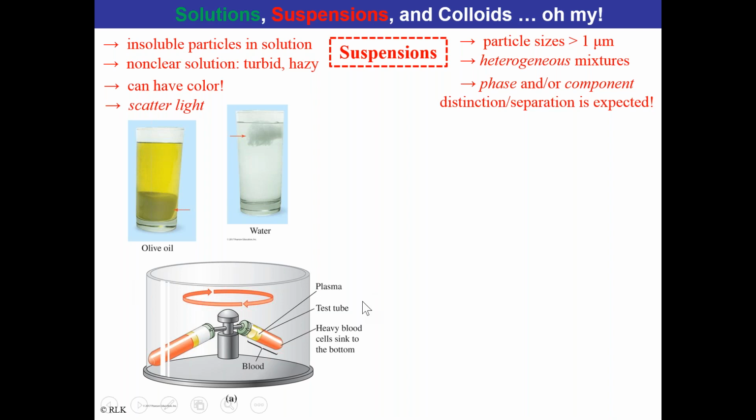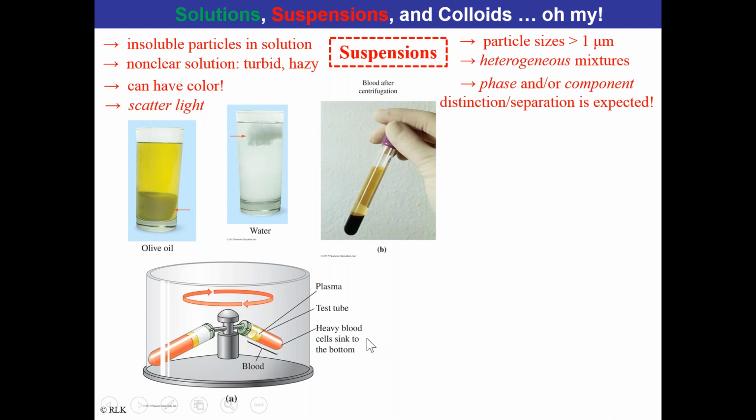Usually, if you were to centrifuge blood, you would get a separation of different phases. Here in this cartoon in the bottom left, they say that the plasma will be nearer to the surface, it'll appear yellowish, and the heavy blood cells will sink to the bottom. That will appear deep red or even maroon. And here's an image of what blood would look like after centrifugation, or centrifuging, however you want to call it.